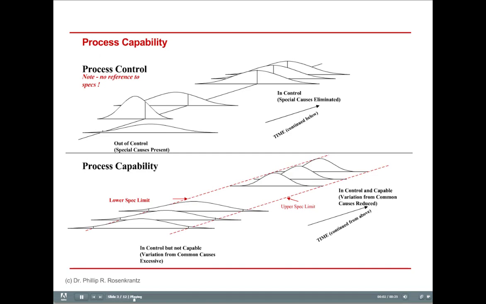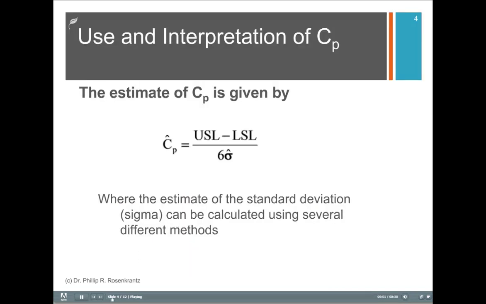Also vital to the definition of Six Sigma is the understanding of process control and process capability. The top part, again, shows that a process is in control when it's stable, and the bottom part shows that process capability refers to the ability of the process to produce within the specification limits. We mentioned the Process Capability Index, CP, earlier.